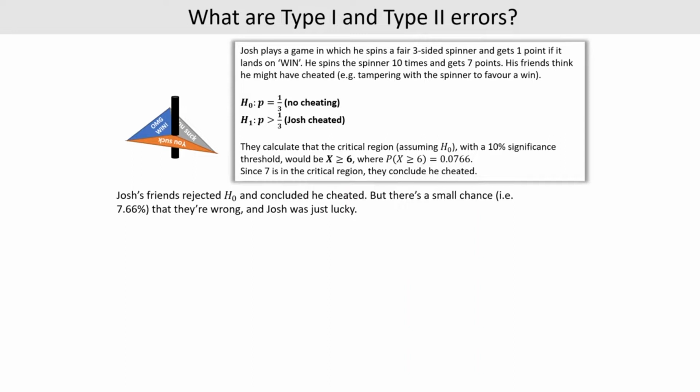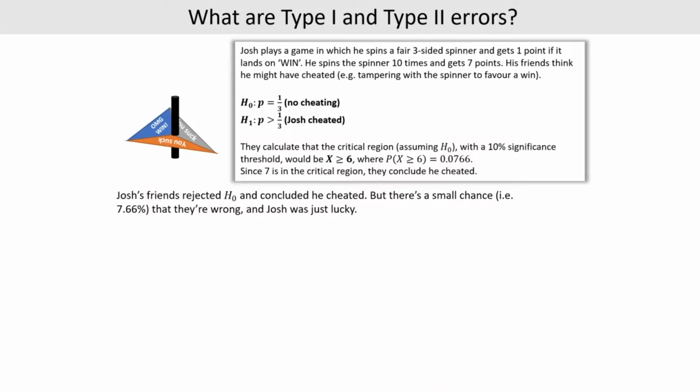So here we have a familiar situation. Josh is playing a game. He has a three-sided fair spinner, and he'll get 1 point if it lands on win. One of the sides of the spinner allows him to win, and for two of them, he's going to lose. He spins the spinner 10 times, and he gets 7 points. He won 7 times. His friends are looking at him and thinking that he must have cheated. He did something to make the spinner land in his favour. He's manipulated or he's hacked the spinner.